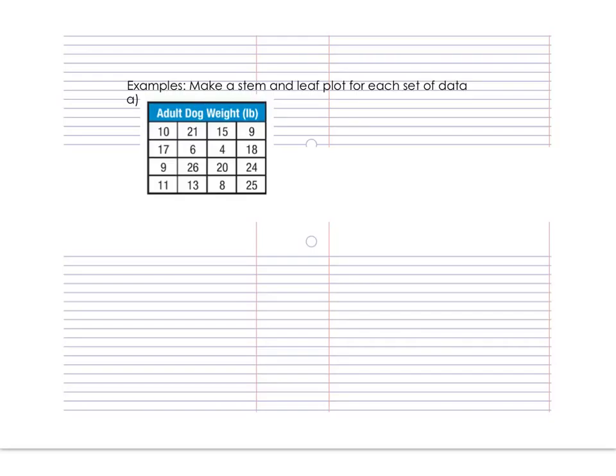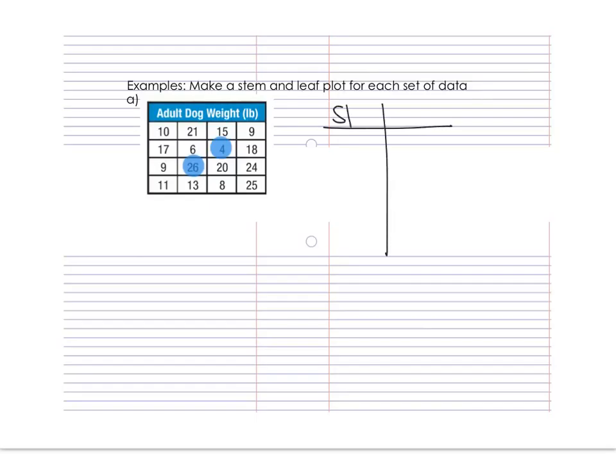So what I like to do when I'm trying to make a stem and leaf plot is I always want to try to find my biggest and my smallest number because that'll help me to find the leaf, and then to make the stems from there. So as I'm looking at this for adult dog weight, I see that my smallest number is 4, and it looks like my biggest number is 26. Okay, so now let's go ahead and make our stem and leaf plot.